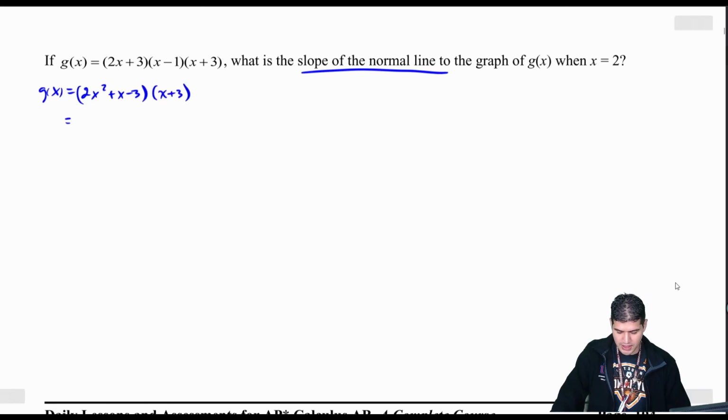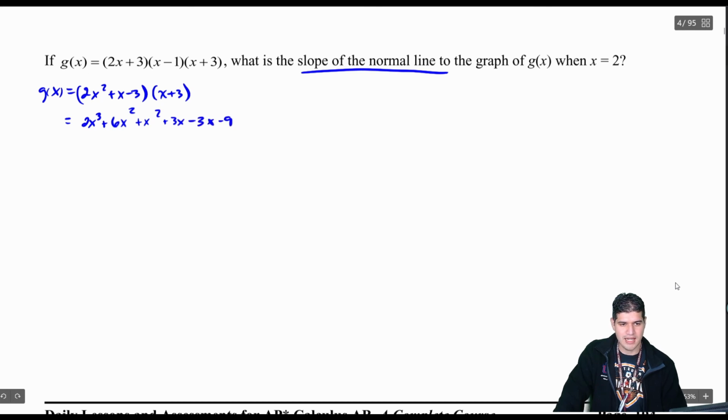And then if I were to distribute that again, I would get 2x cubed plus 3x, nope, that's wrong, plus 6x squared. And then I get plus x squared plus 3x minus 3x minus 9. All right, and if I simplify everything, I would get 2x cubed plus 7x squared. Those cancel out, minus 9. And now let me just find g prime of x real quick. So that's going to get me 6x squared plus 14x.